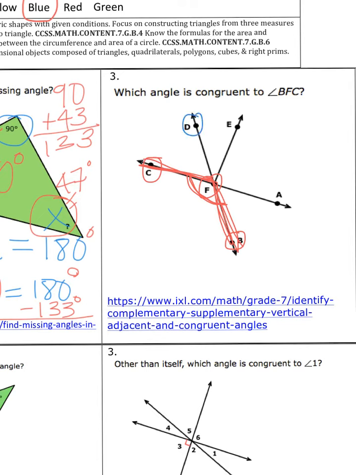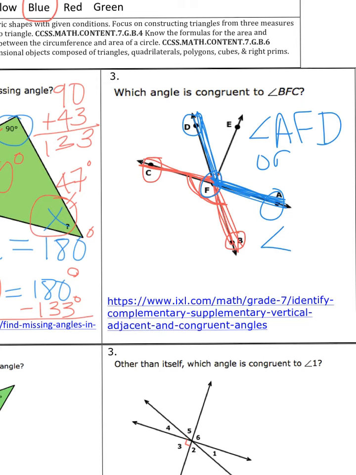I think D, F, A look like they're congruent. Let's see this. Yep, that looks pretty even to me. So the angle that's congruent to BFC is angle AFD, or you can write angle DFA. You have to do it in order. So you can either do it from top to bottom or from the bottom to the top, but you have to do it in order. So if you look, it's AFD, or angle DFA.